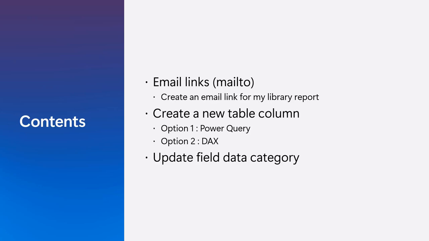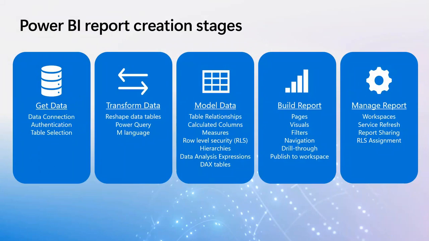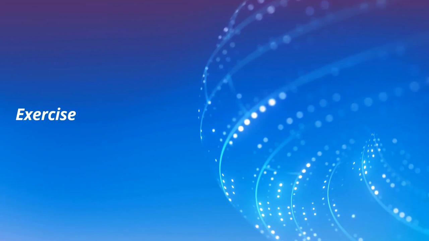And whilst we have two ways of creating this table column, Power Query or DAX, we're going to use DAX in order to create this column. And our final step with this exercise is that we'll need to update the field data category for the column to indicate that it's a web URL. In this exercise, we're going to be working in the Model Data Power BI report creation stage, as well as working in the Build Report stage in order to test things out. So let's move over to the exercise and start building.